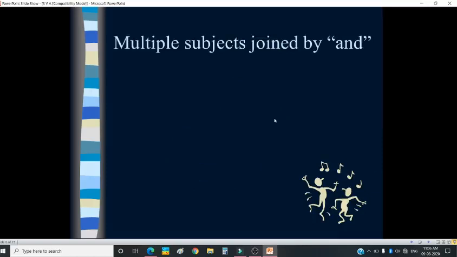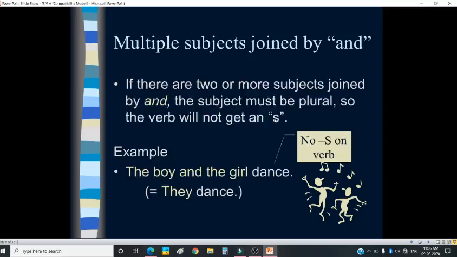Multiple subjects joined by and. What's that? If there are two or more subjects joined by and, the subject must be plural, so the verb will not get an s. Sometimes a long sentence will be confusing. The subject must be plural, so the verb will not get an s.